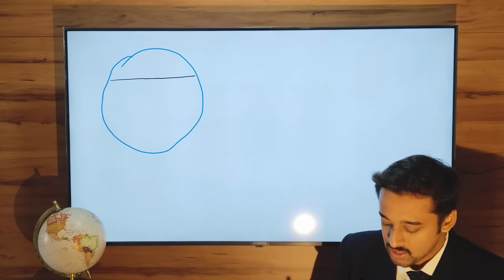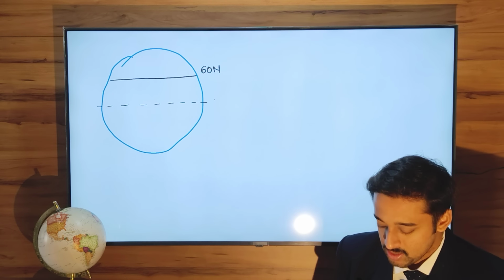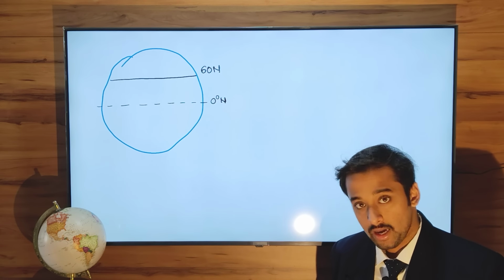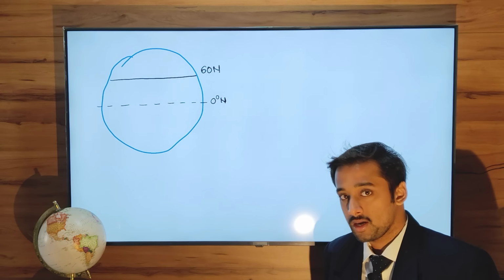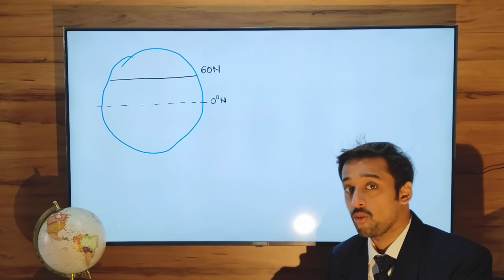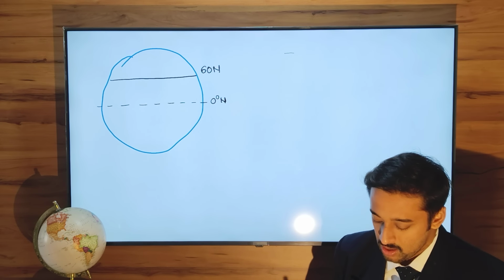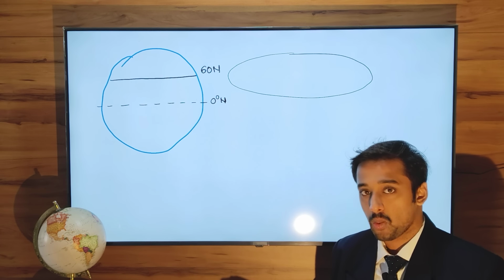So, very important, let's draw the earth. Let's understand the basics. If this is your earth, we are concerned about two latitudes now: 60 degrees north and the equator, which is 0 degrees. Now, definitely due to the compression of the earth at the poles and the bulging at the equator, our earth is somewhat like this, an oblate spheroid.